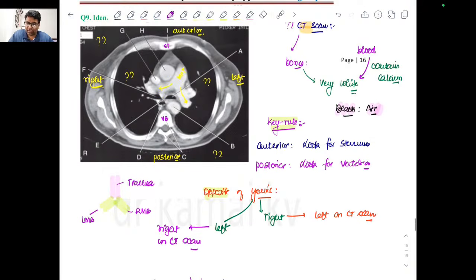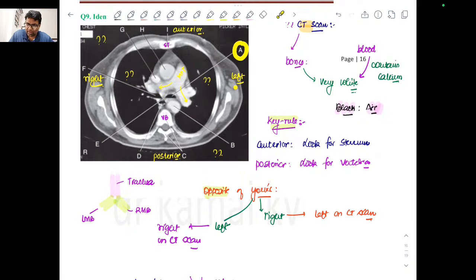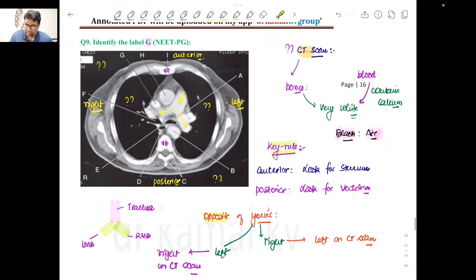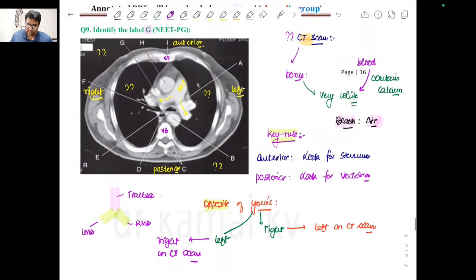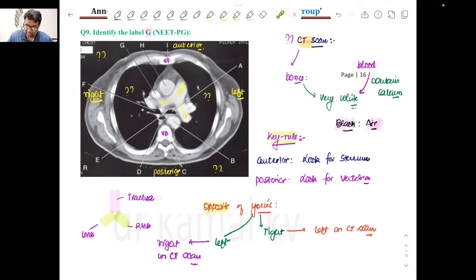Clear? Left is, and this A is left main bronchus. Then let's go for B. Now what is B? B is descending aorta, right? So B is descending aorta. Now let us take the label C.